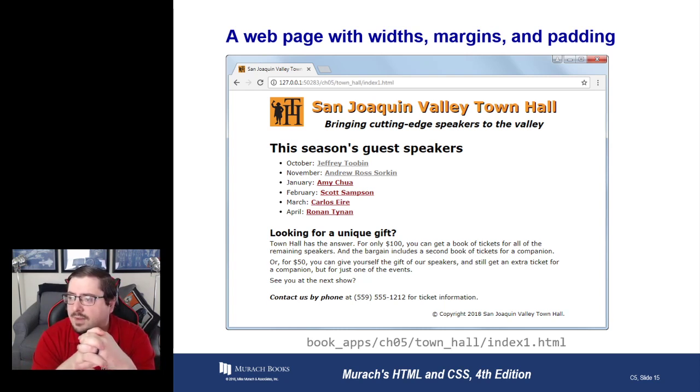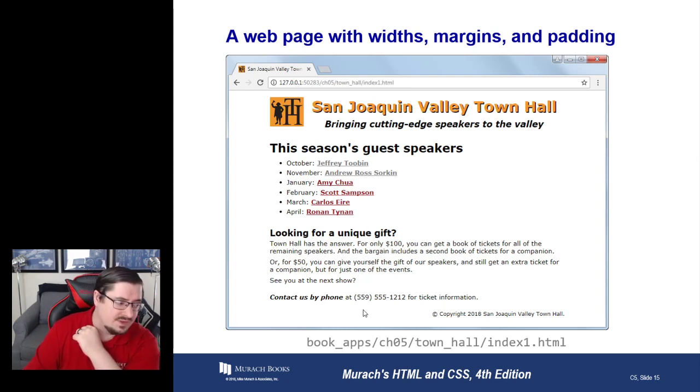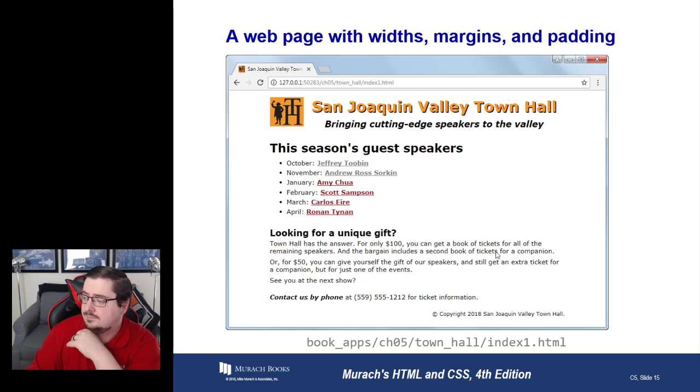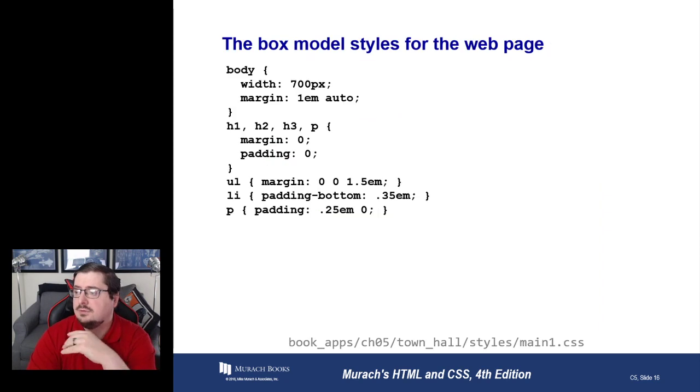All right, let's talk about a web page here. So here we've got an example, and this is the main book example. It's called Town Hall. So we can see what it looks like with all of these margins and padding and widths, all of those things defined. You can find that under Book Apps, Chapter 5, Town Hall. So there's the main page, is what it looks like in the browser. We can look at the individual properties that have been applied to that.